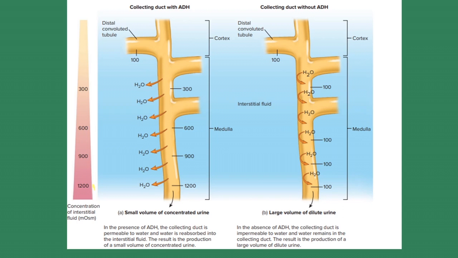In the presence of ADH, the collecting duct is permeable to water and the water is reabsorbed into the interstitial fluid. The result is a production of a small volume of concentrated urine and a large volume of dilute urine in the absence of ADH. So, in the absence of ADH, the collecting duct is not permeable to water and water remains in the collecting duct. The result is the production of a large volume of dilute urine.